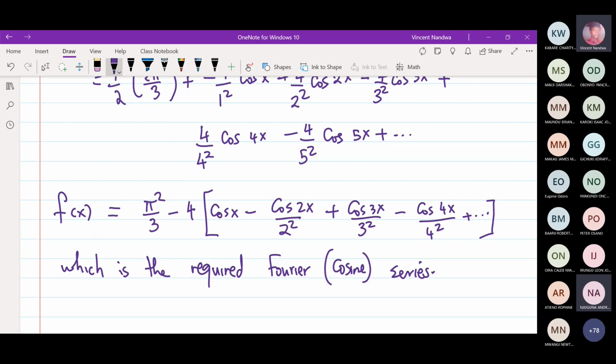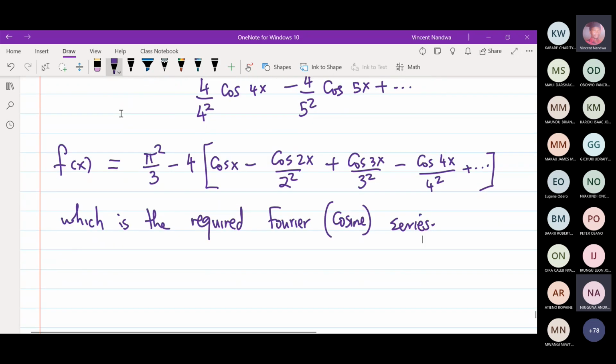Then we remember in the same problem, there was a series whose exact value we have to find. So we have 1 over 1 squared.